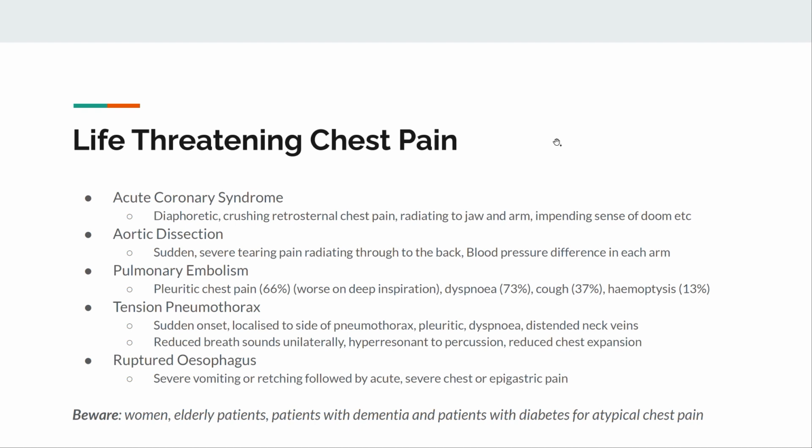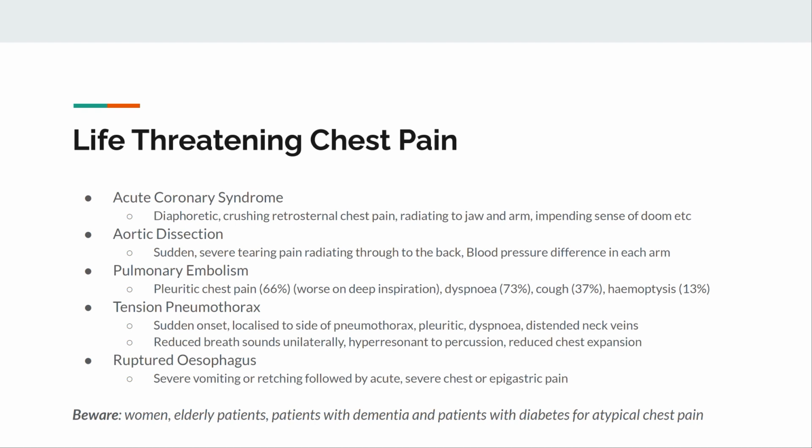So what are the causes of chest pain that can kill someone? Well, as an intern, you'll be called to the ward all the time for someone who has new chest pain. The things you need to rule out are acute coronary syndrome, aortic dissection, pulmonary embolism, tension pneumothorax, and ruptured esophagus, because these are the things that can rapidly kill.